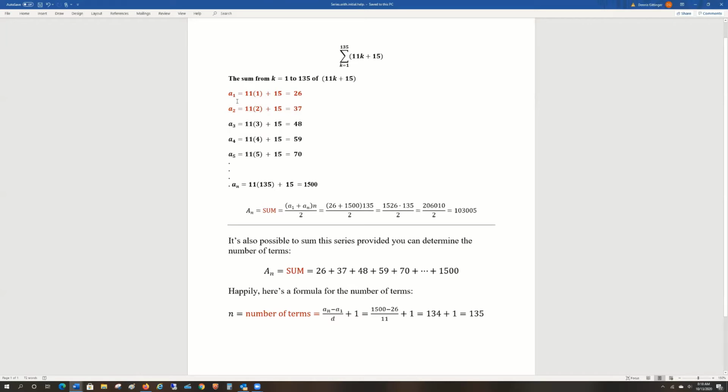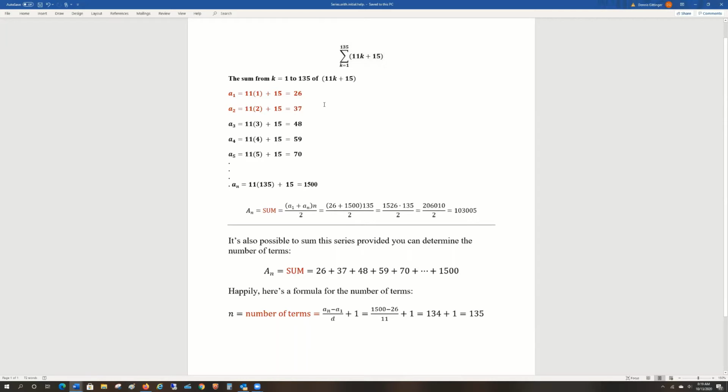So a sub 1 is what you get when you replace k with 1. And of course, 11 times 1 plus 15 is 11 plus 15, which is 26. Then you go from 1 to 2 and do the same thing. A sub 2 is 11 times 2 plus 15, which is 22 plus 15, which is 37. And then you replace k with 3, 4, 5, 6, all the way up to 135.